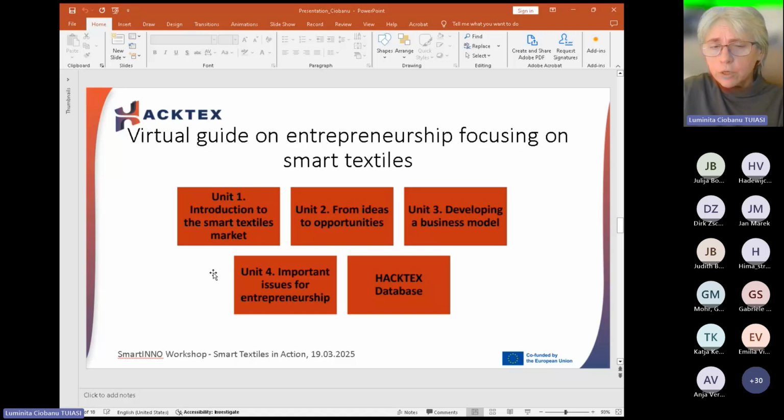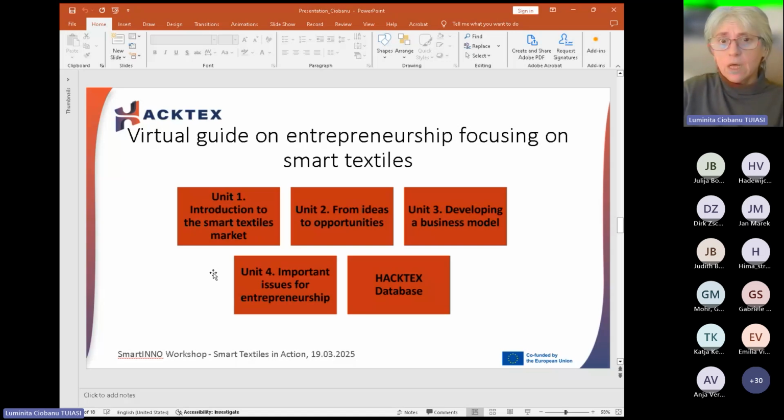for entrepreneurship. It was very important to us to make the connection between general entrepreneurial information and how it can be applied and used in the sector of smart textile. For this, we made an extra step, and we created a Hacktex database with companies already producing smart textiles, because on one hand it shows it can be done.